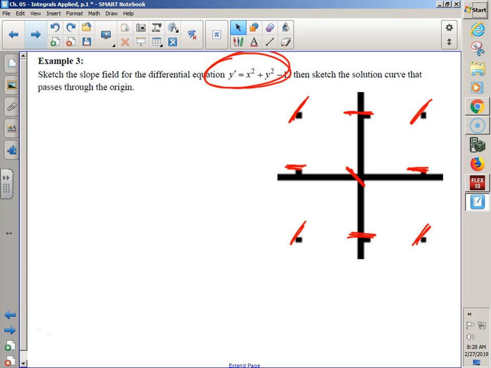How many of you guys have the slope field yet? Okay, talk to your groups real quick, collaborate. What are people doing? What's working? What's not working? Because you should have had one by now if you knew what was going on. It's okay.